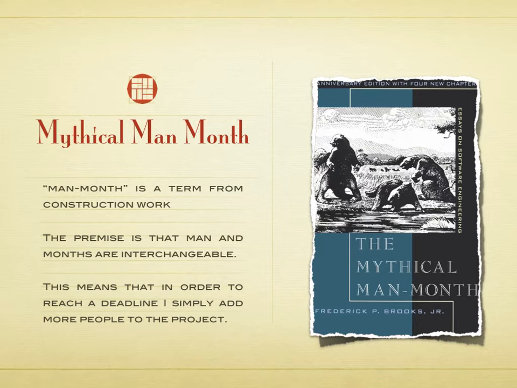In The Mythical Man-Month, the term man-month or man-hours or man-years comes from construction. And what Fred Brooks showed is that the man-month is a myth. That's why it's titled The Mythical Man-Month. So let me explain what that means, okay?